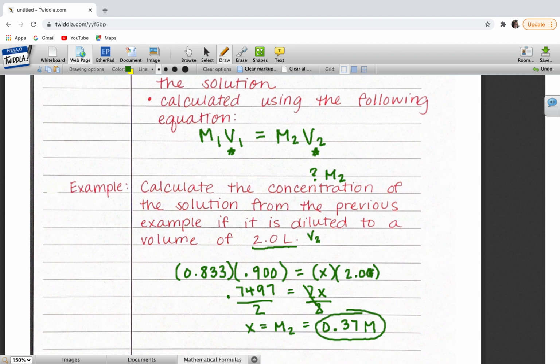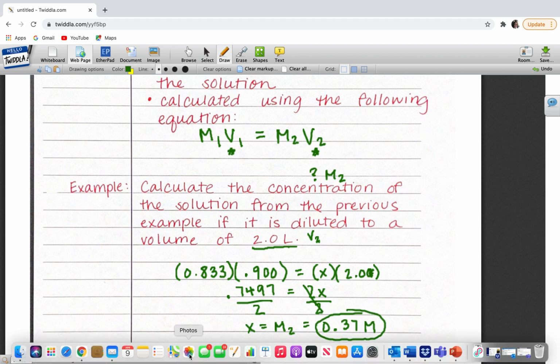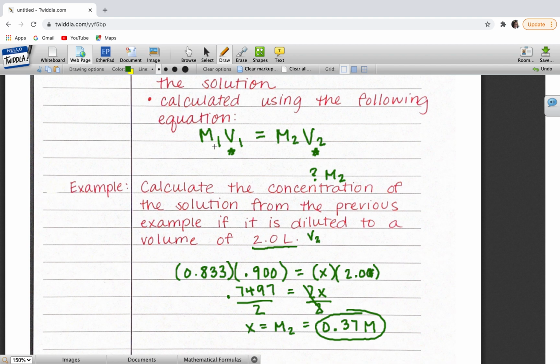Now let me think about this. Does this make sense? The way that this is set up, it's going to be inversely proportional. Okay, so let me write this over here. Or indirectly proportional, right? So what that means is if the molarity goes up, then the volume goes down, or vice versa. If the molarity goes down, then the volume goes up.